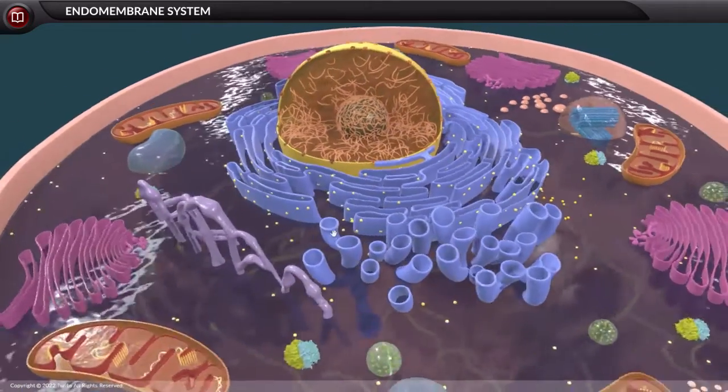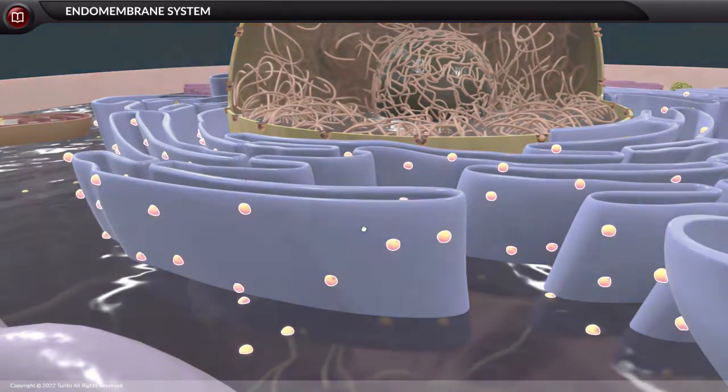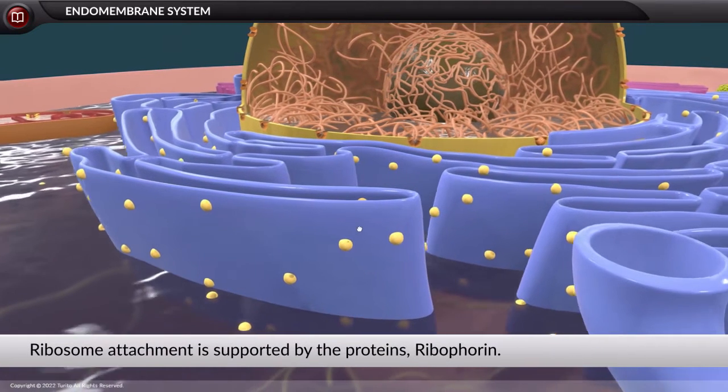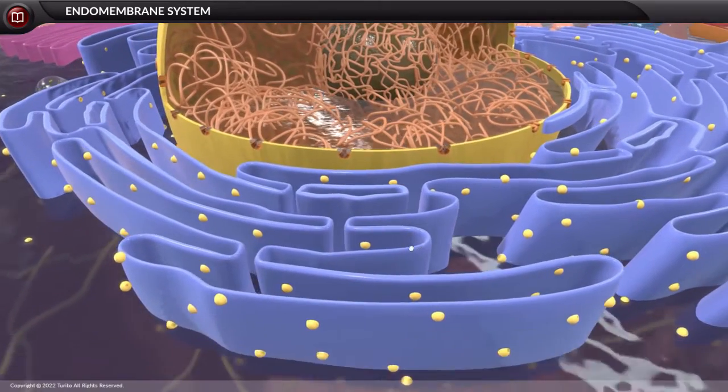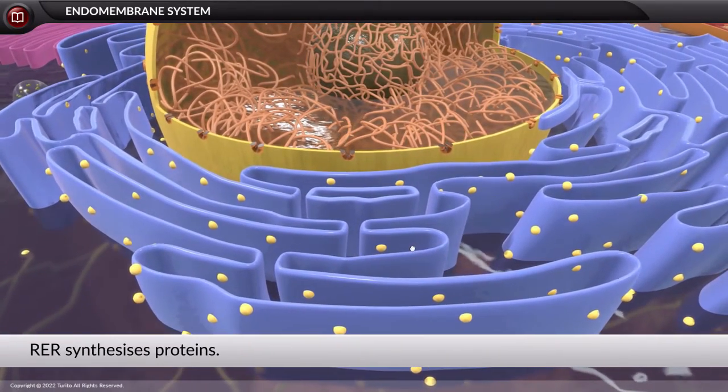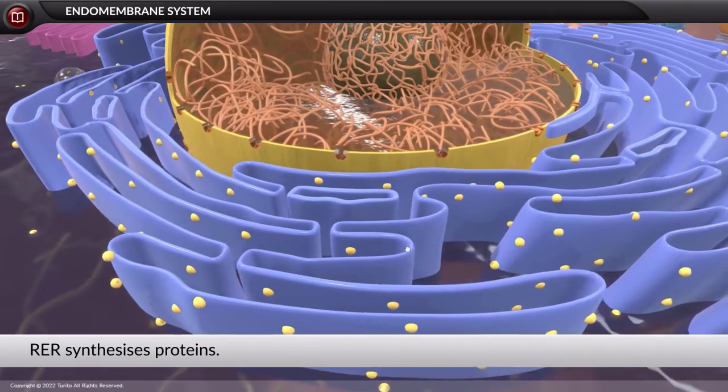The rough endoplasmic reticulum is associated with ribosomes on its surface. This surface attachment is supported by proteins called ribophorins. RER is involved in the synthesis of proteins.